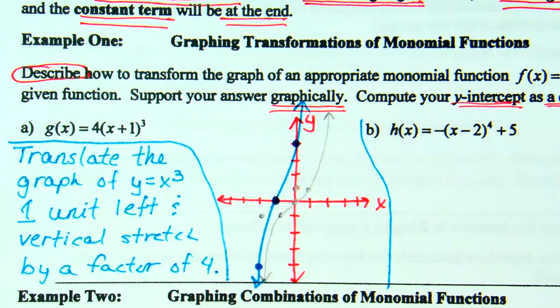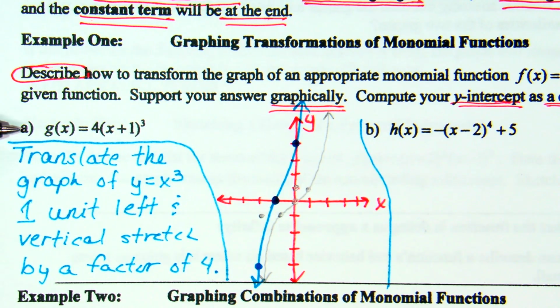Okay, expectation 1 was described. Expectation 2, support it graphically. Okay, and could we punch this on the calculator, check ourselves if we wanted to? Yeah, and at this level in your game, I get it. That's a good call. Okay, however, I still want you trying to think through the moves like I had you think through first. Now, how can I compute my y-intercept to check that? You guys remember how to find a y-intercept? Okay, where it crosses the y-axis. How do I find that in my equation?